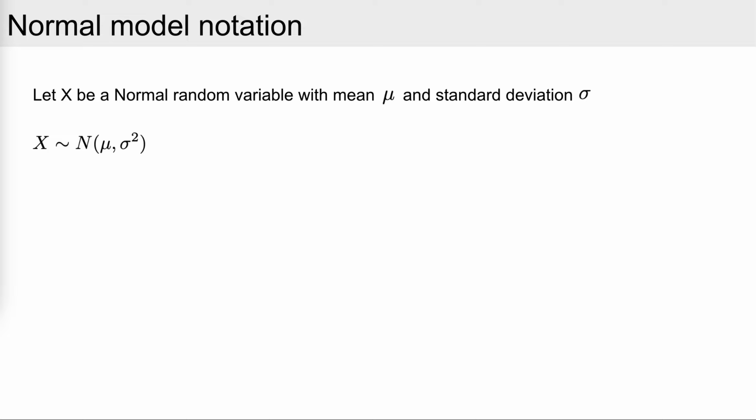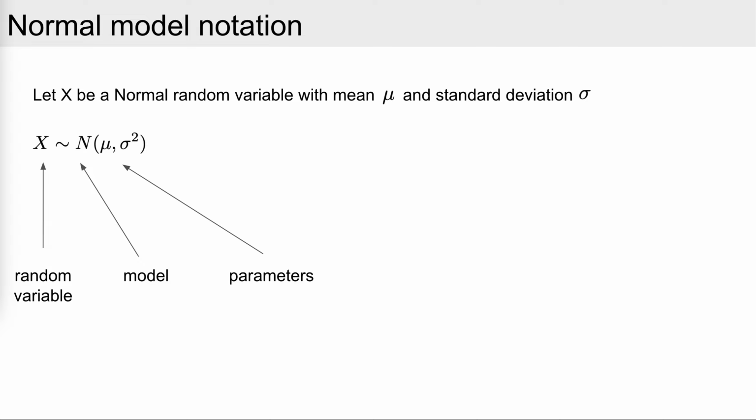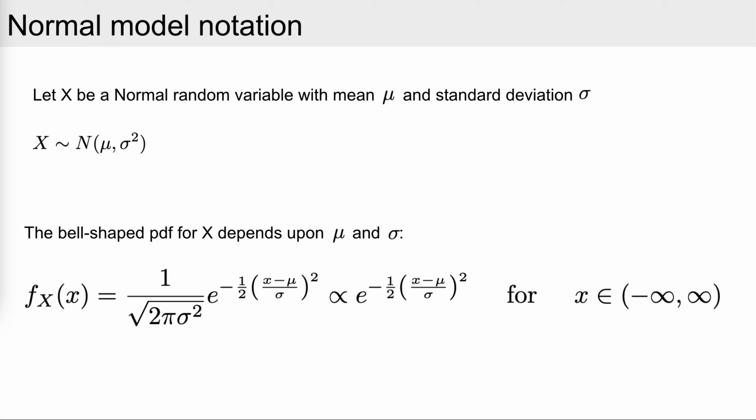In general, let x be any normal random variable with mean mu and standard deviation sigma. This is represented by the notation here, which indicates the random variable of interest, here x, the assumed model that describes the randomness in x, here the normal model N, and the parameters that define this model, here mu and sigma. But this is just a label for the normal model.